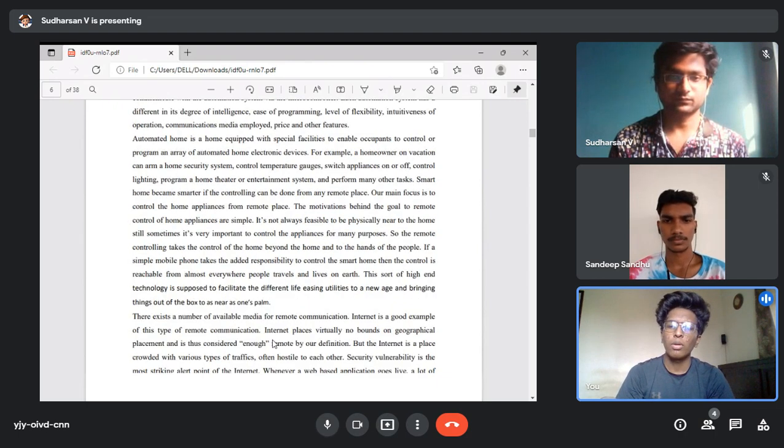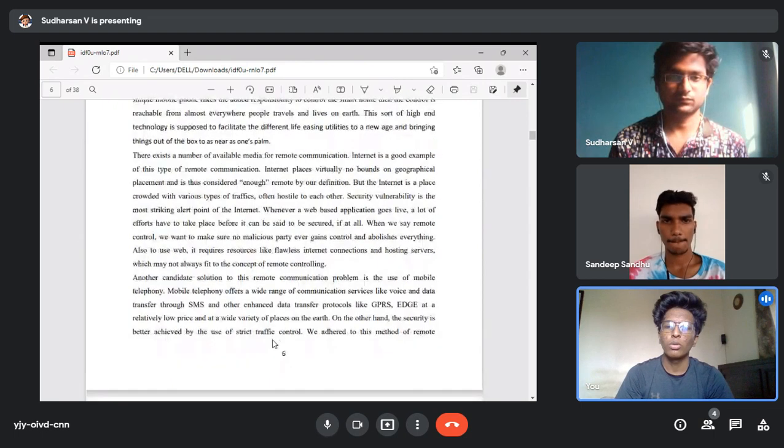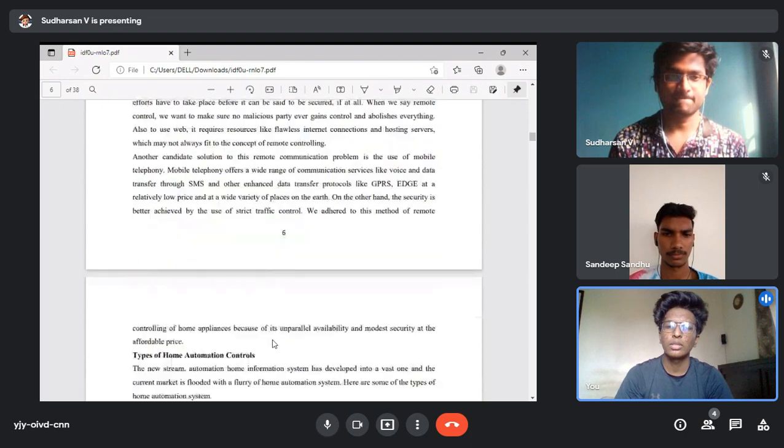There exist a number of available media for remote communications. The internet is a good example of a type of remote communication. The internet places virtually no bounds on geographical placement. SMS and other enhanced transfer protocols like GPRS and EDGE are reliable, low price, and available in a wide variety of places.